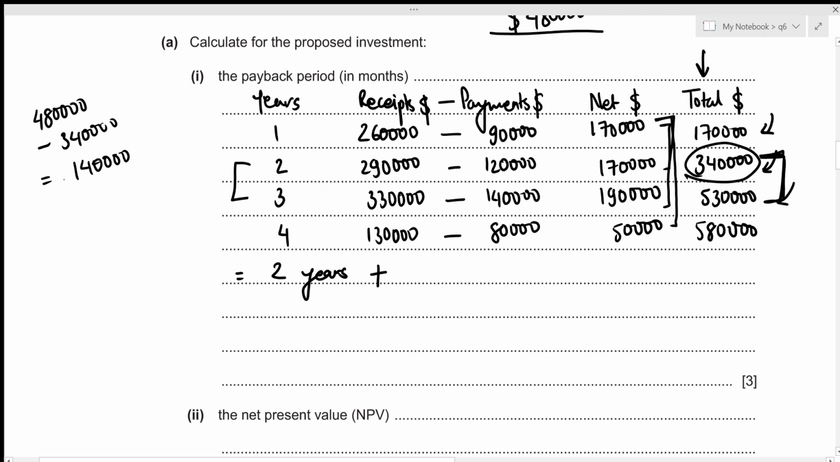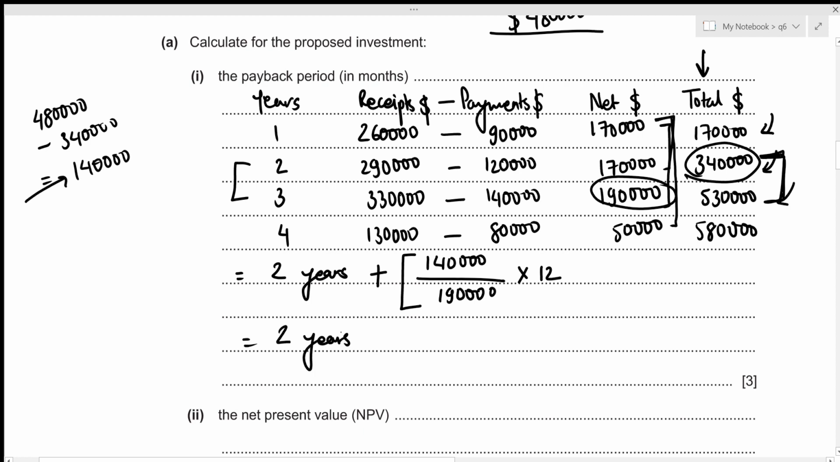So what this means is that we require 140,000 as our receipts in year 3, and we can see that the total receipts is actually 190,000, right? So we only require 140,000 out of 190,000. So our number of months is just going to be 140,000 divided by 190,000. And this gives our value in years, but we require it in months, right? So I'm just going to multiply it by 12, because 1 year consists of 12 months. So this gives us our payback period to be 2 years, and 140,000 divided by 190,000 times 12, which results in 8.84 months.